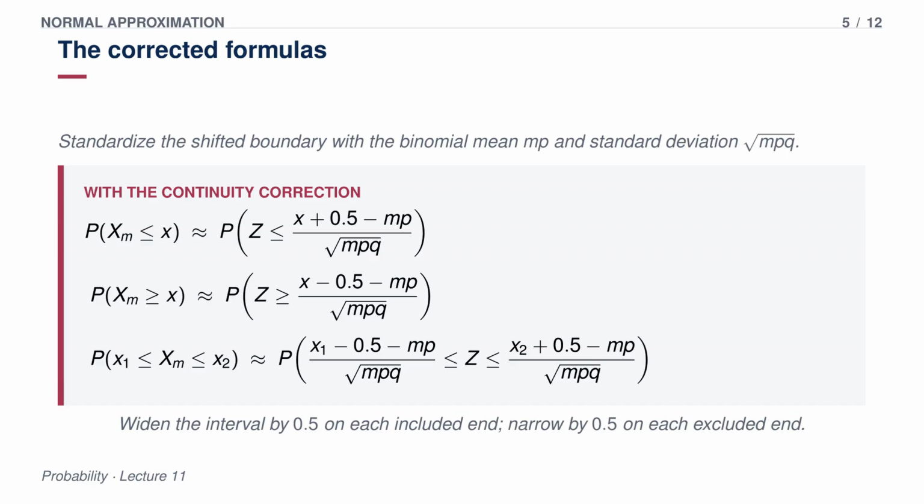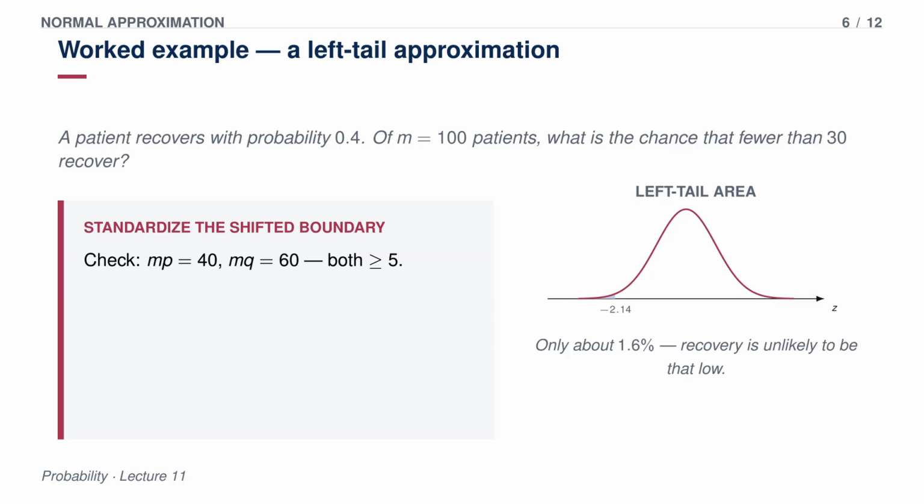Here's the one-line rule that keeps the signs straight. Widen the interval by 1/2 on each included end. Narrow it by 1/2 on each excluded end. Include, widen, exclude, narrow. Say it like a mantra. Let's run one all the way through.